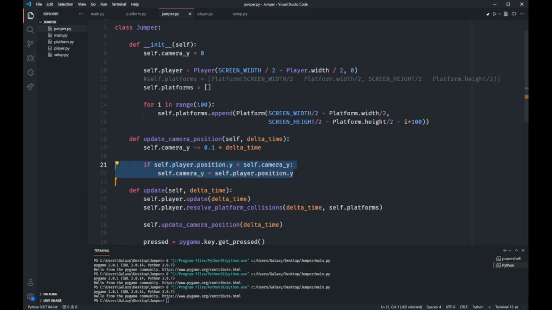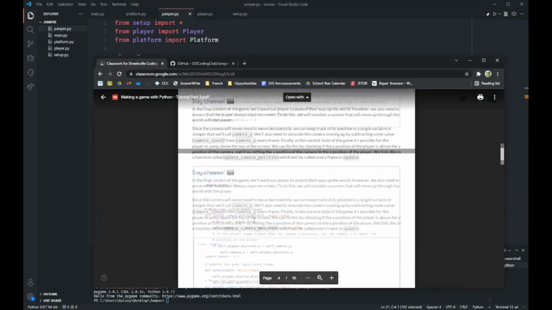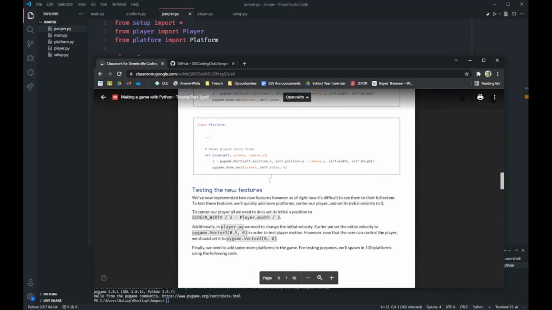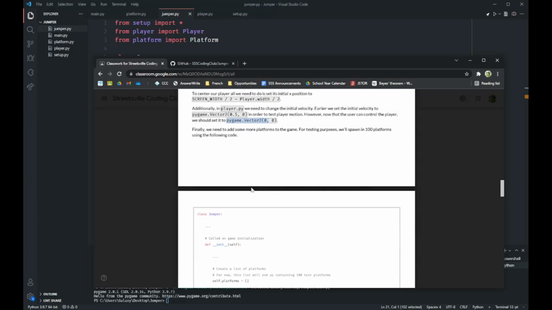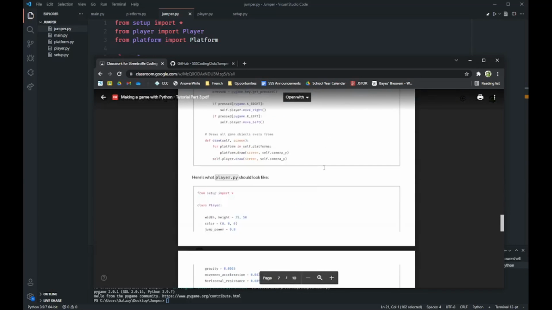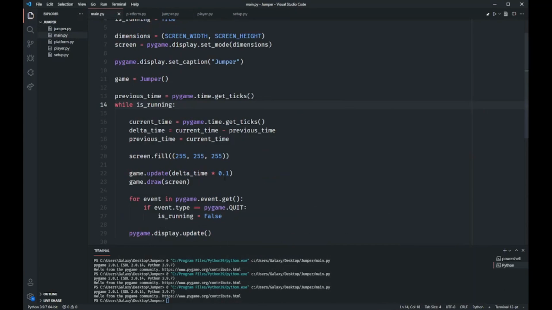And lastly, I think there was one more part that we need to cover here. We've implemented the camera, and this was just talking about testing the features. So we've centered the player, we've removed the initial velocity, and we spawn in 100 platforms. And that's it. So I can actually run this in real time for you guys, just so you can see what the game is looking like now.